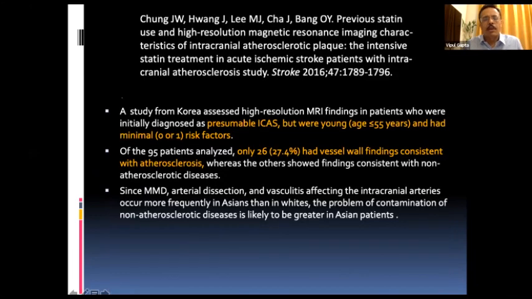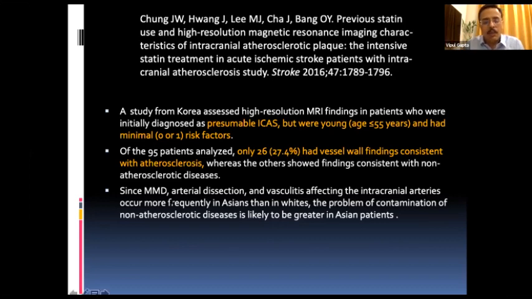And why this is important, this was one of the studies done in Korea. When the patients were young, less than 55 years, and had 0 or 1 risk factors for atherosclerosis, once they did vessel wall imaging, they found that only 27% fit into atherosclerosis. So that is the key here. Whenever you have a doubt, we have to do vessel wall imaging to be sure what it is really all about.